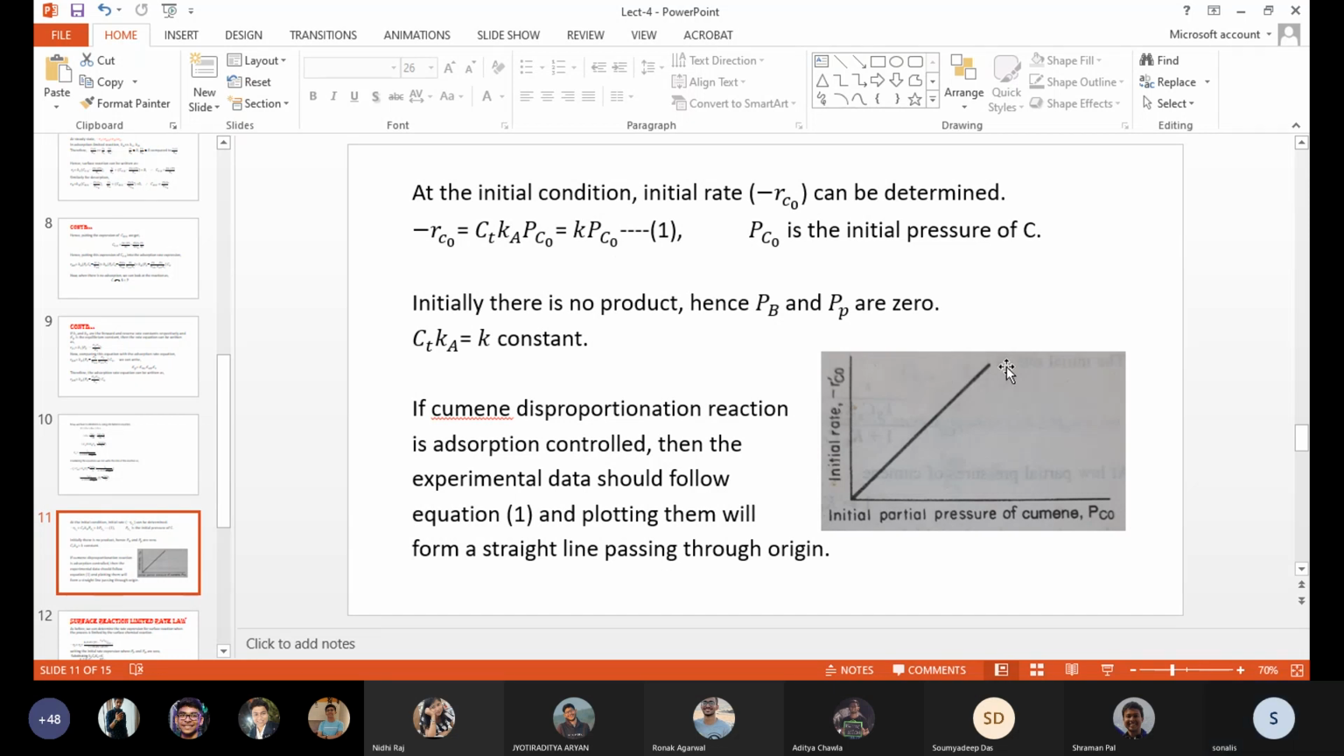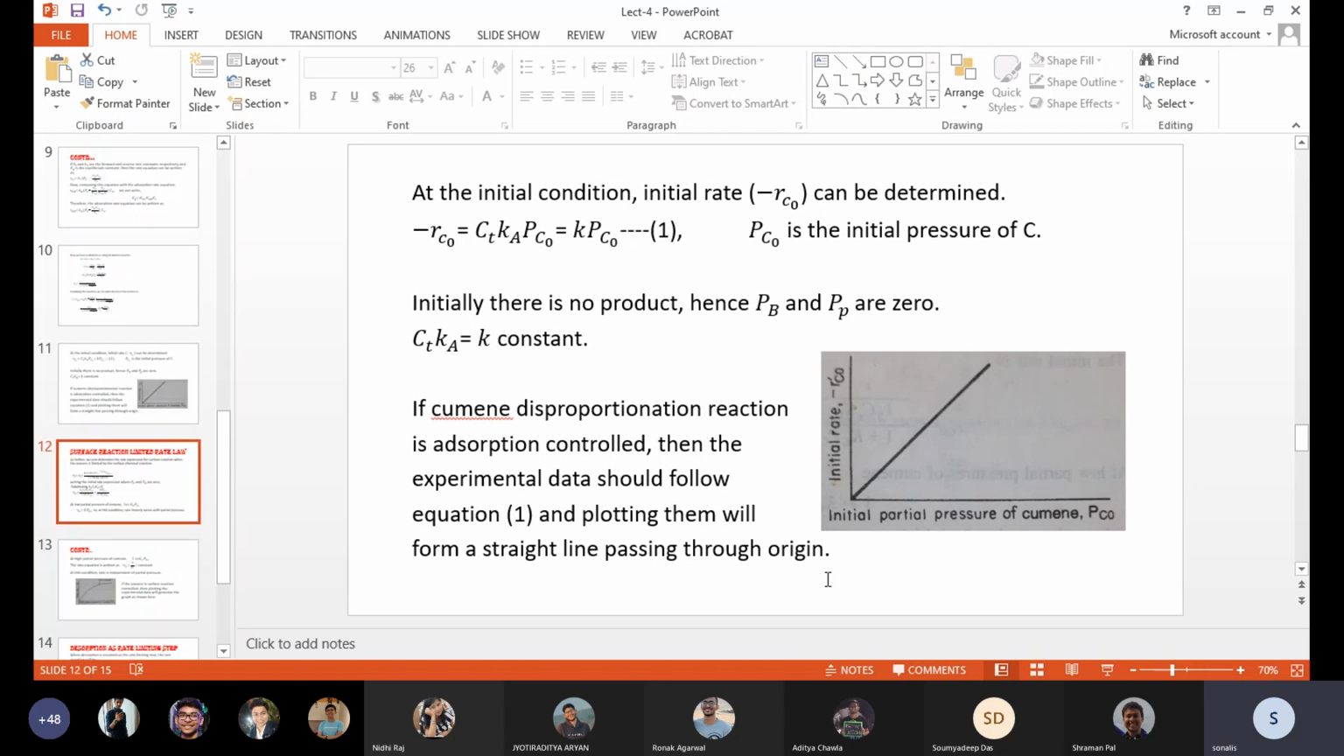Now if the cumene disproportionation reaction is adsorption controlled, then the experimental data should follow equation 1, and plotting them will form a straight line passing through the origin. So the test for considering adsorption as the rate limiting step is this: the initial experimental data will give you a straight line passing through the origin whenever you plot the initial rate against the initial partial pressure of the starting reactant. Okay.